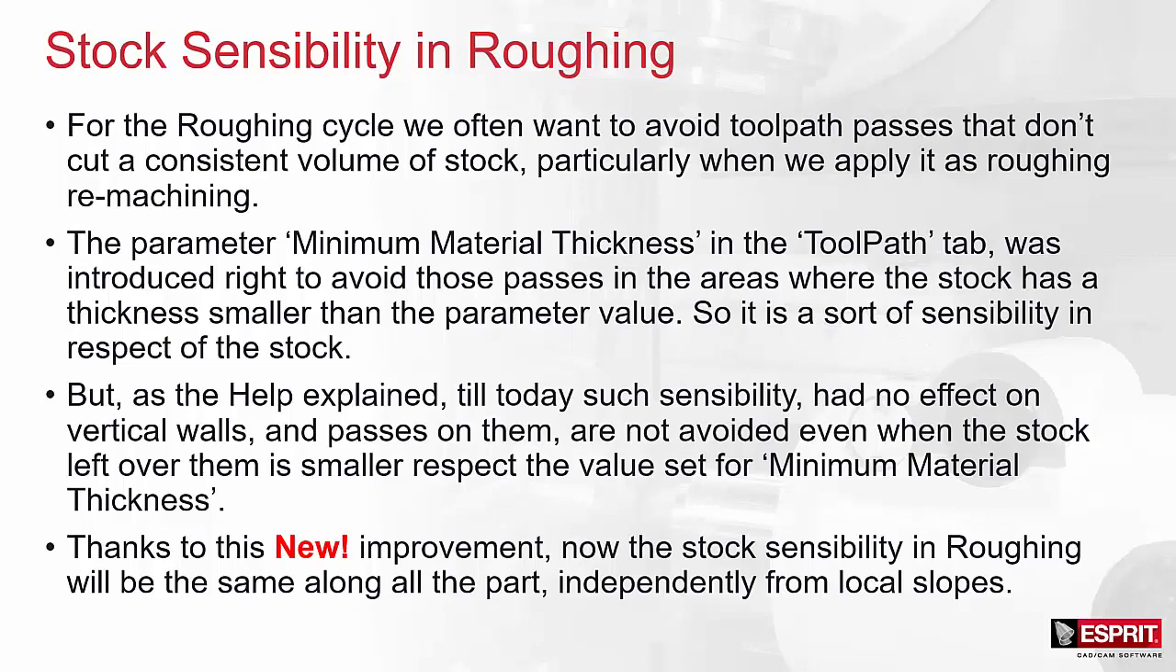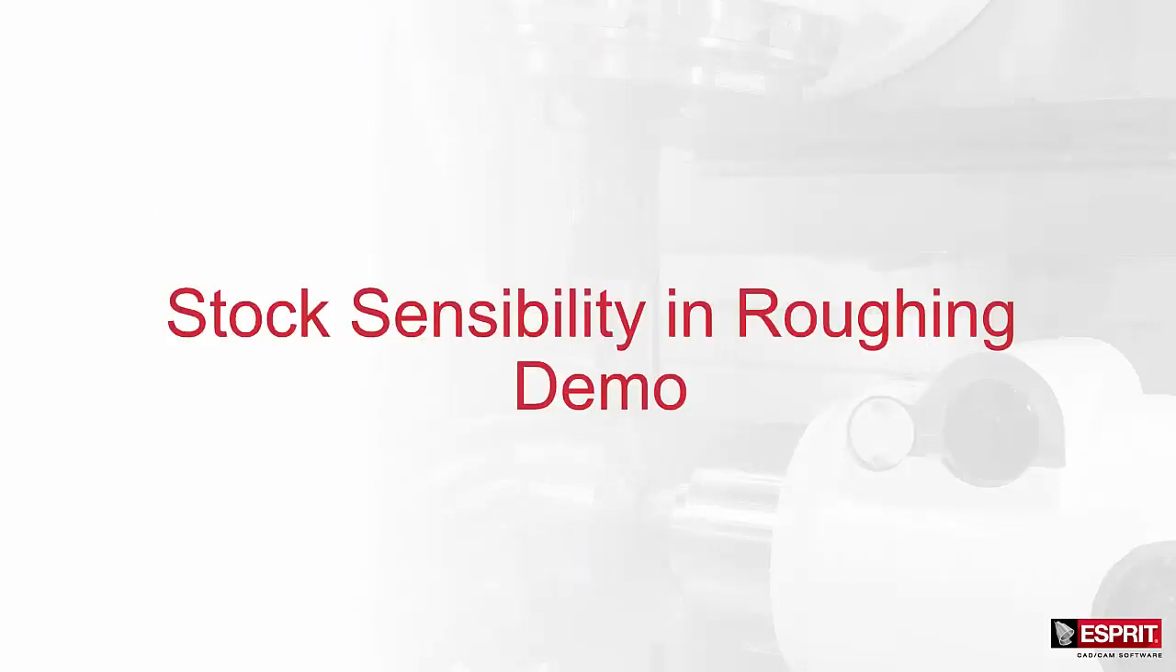But as the help explained, till today such sensibility had no effect in vertical walls, and passes on them are not avoided even when the stock left over them is smaller respect the value set for minimal material thickness. So thanks to this new improvement, now the stock sensibility in roughing will be the same along all the part independently from local slopes. So let's see this inside ESPRIT.